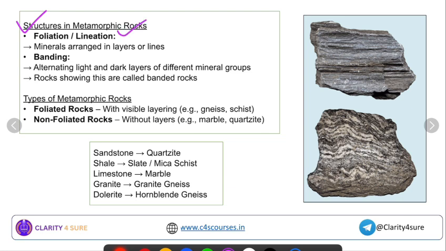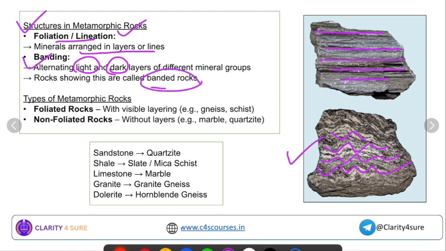So yes, the next concept under metamorphic rock is the structures in metamorphic rocks. First is the foliation or the lineation. Foliation or lineation means the minerals are arranged in layers or lines. You can see the layers or lines in here. This is called foliation or lineation. And banding is what? It is alternating light and dark layers of different mineral groups. You can see the clear difference here, right? One is light, one is dark. This concept is called banding, and the rocks with these bands are called banded rocks.